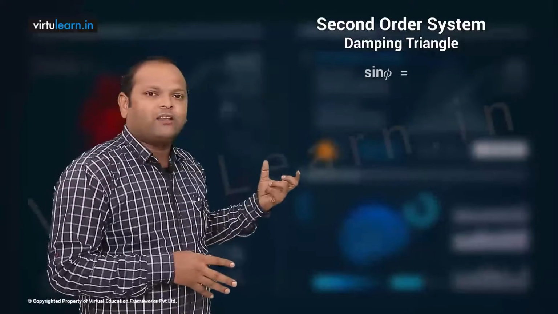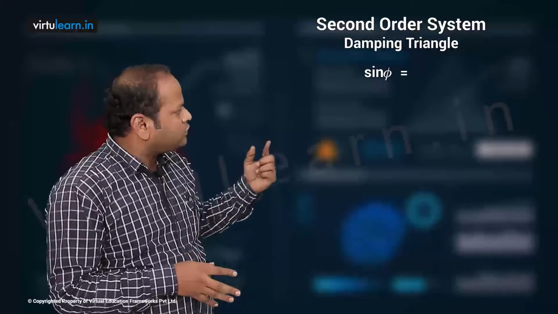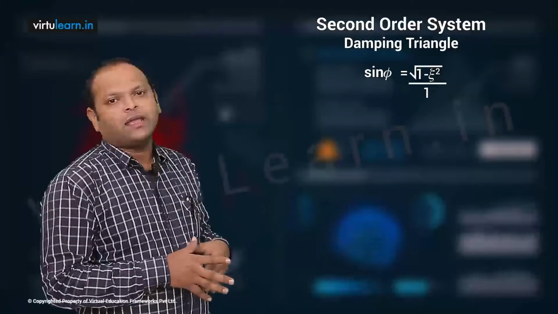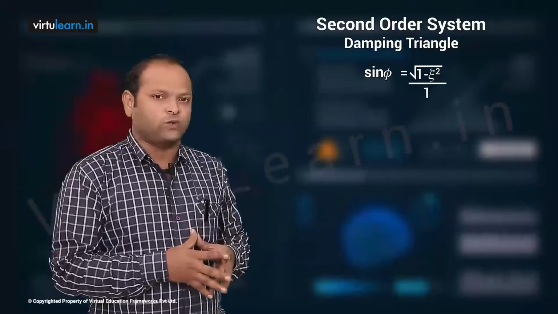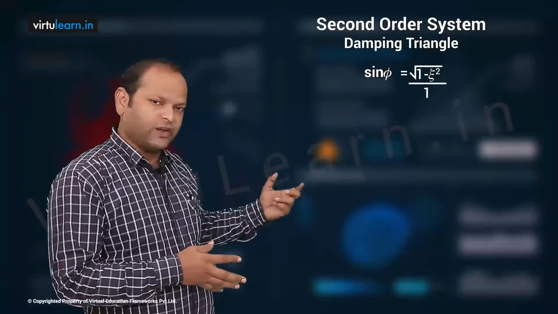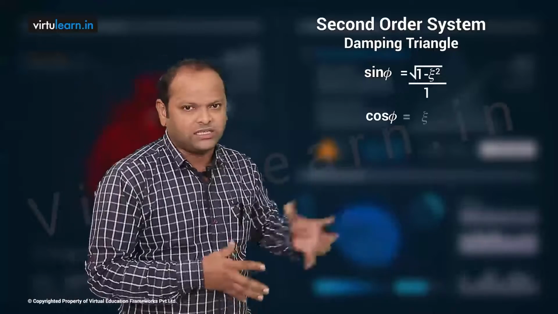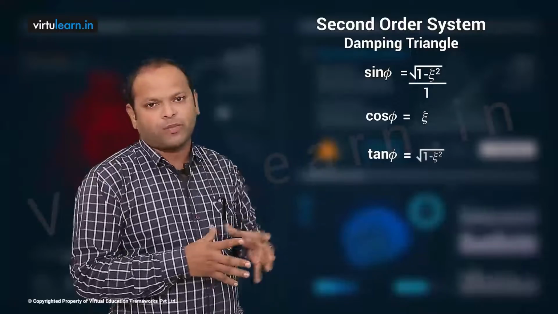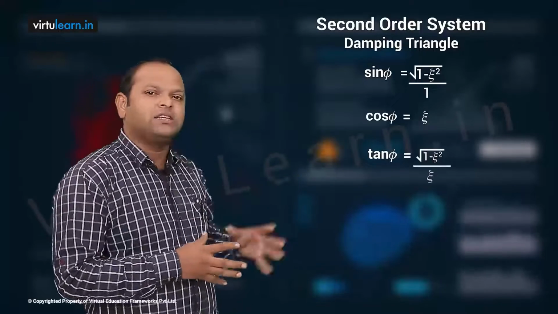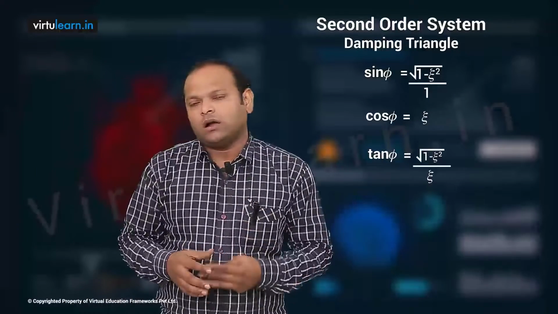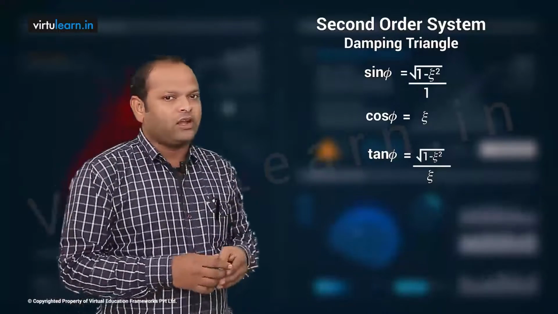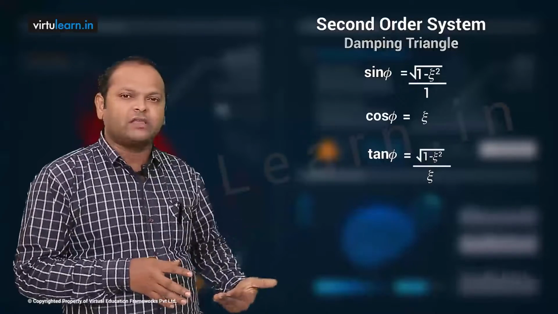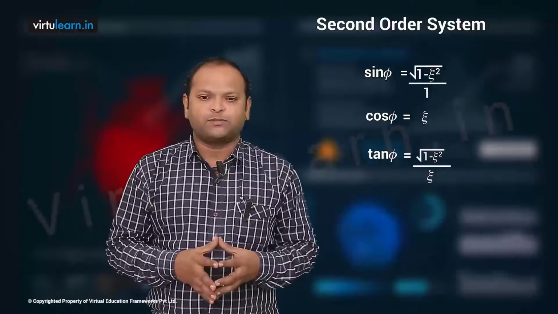What will be the sine phi? Sine phi is equal to under root of 1 minus zeta square divided by 1, so that will be simply under root of 1 minus zeta square. Similarly, you can write cos phi. The cos phi is simply zeta. Then what will be the tan phi? Tan phi is square root of 1 minus zeta square divided by zeta. So these three angles, sine, cos, tan, we can define from this triangle. They are useful in deriving the second order system response.